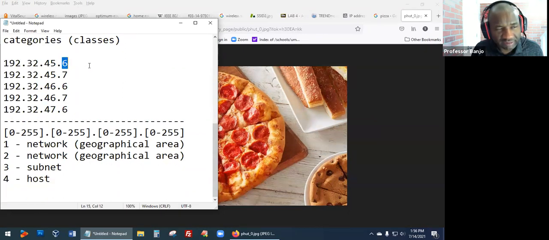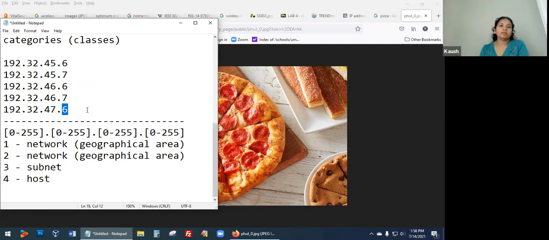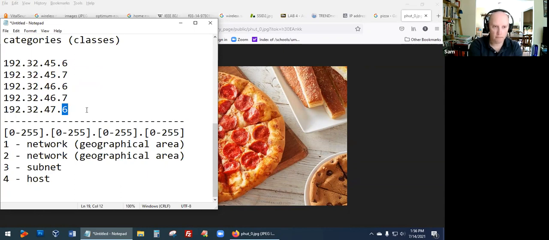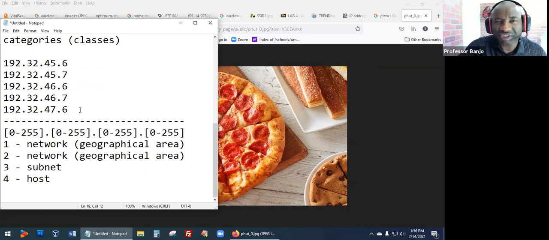Now the last block is the host. What is the host? Anybody? The host means what? The main network? Server? The host is each computer. Each computer is a host.